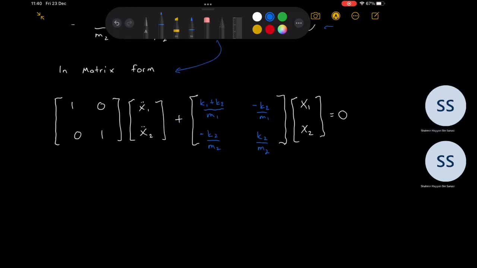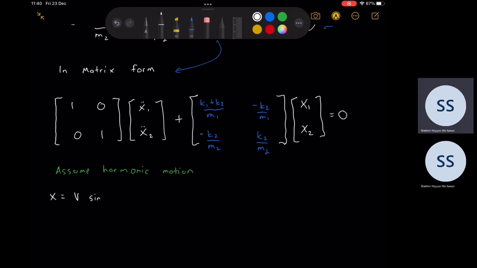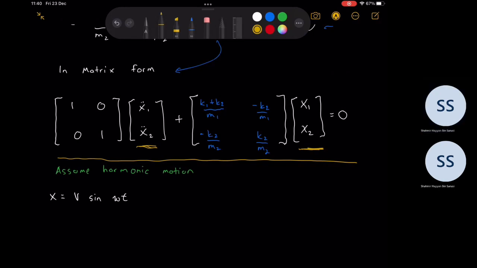From this matrix form, in vibration we need to assume harmonic motion. So what does harmonic motion give us? Harmonic motion is x equal to v, which is the amplitude, times sine omega t. What we're trying to do now is make sure this matrix and this matrix are equal so that we can solve the whole system. At the moment this is second order and this is only x, so we can't solve it. In order to solve it, we need to change it into something else, which is what we do by assuming harmonic motion.